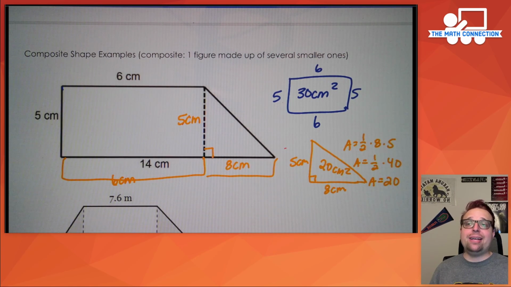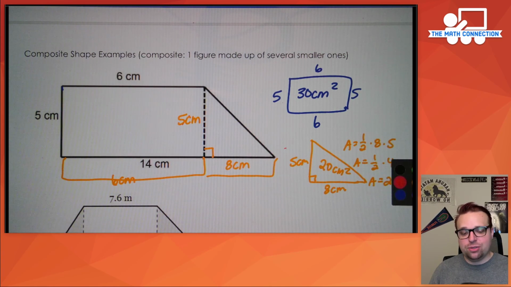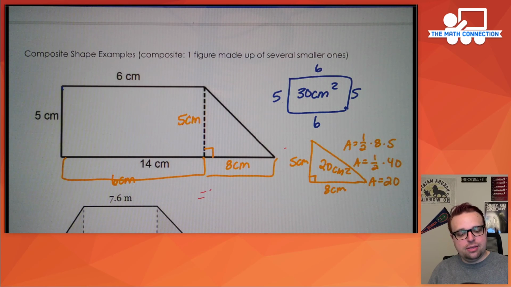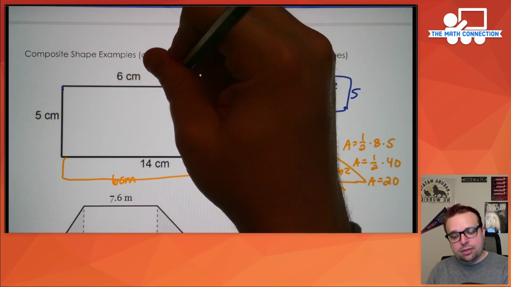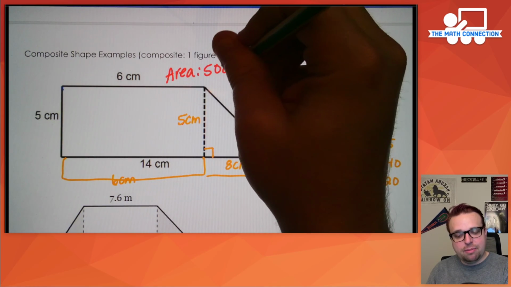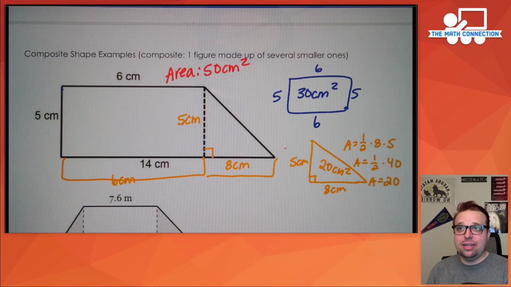Now remember, we asked for the area of the whole thing, which will be the rectangle plus the triangle. So all together now, we'll use red for this. The area in total is 30 plus 20, which is 50 centimeters squared. And that's it. You've got the area of the entire shape.